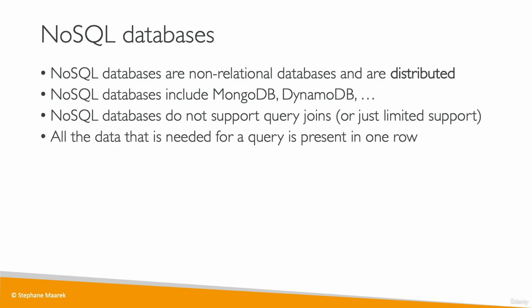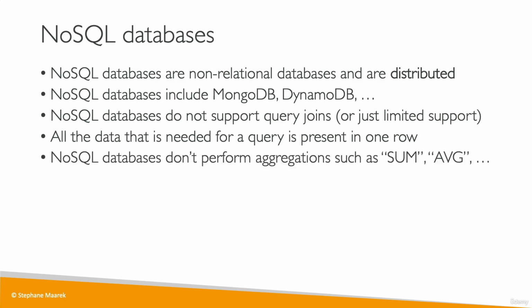Now, all the data that is needed, therefore, must be present in one row in your database. And again, to simplify things, I know they're evolving, but let's just assume that NoSQL databases also do not perform aggregation computations, such as the sum or the average and so on. But the good thing out of it is that thanks to the design, the NoSQL databases will scale horizontally. That means that if you need more write or read capacity, you can, behind the scenes, have more instances and it will scale really well.